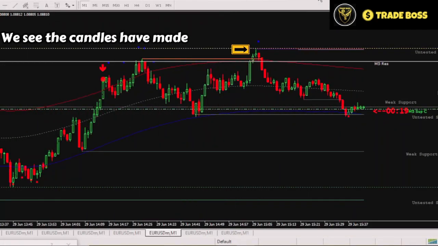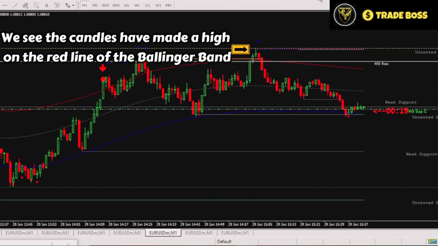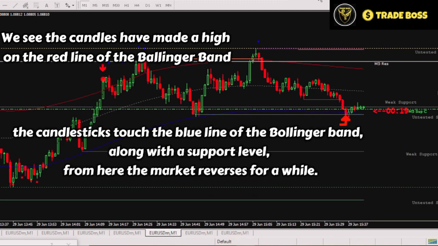We see the candles have made a high on the red line of the Bollinger band. After the red line of the Bollinger band, the candlesticks touch the blue line of the Bollinger band, along with a support level. From here the market reverses for a while.